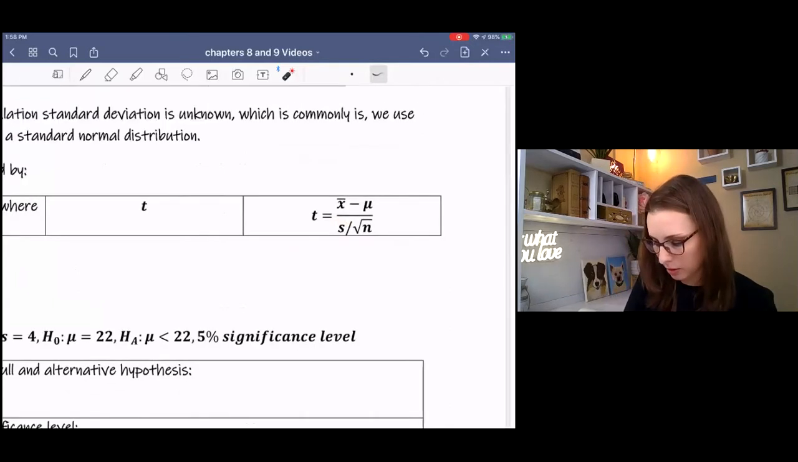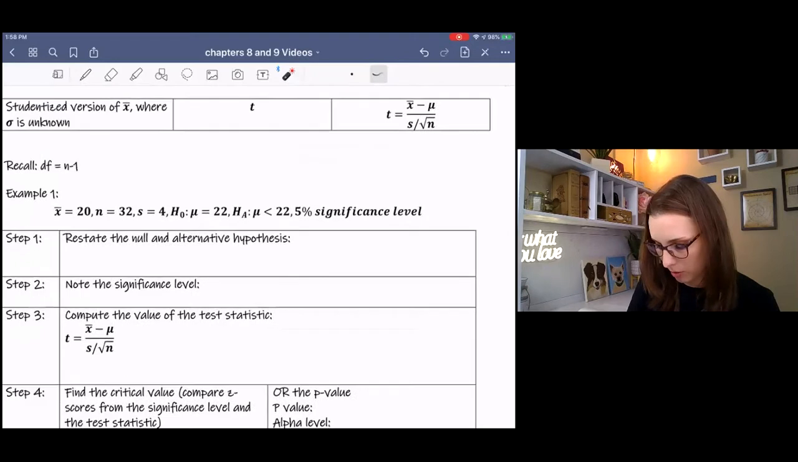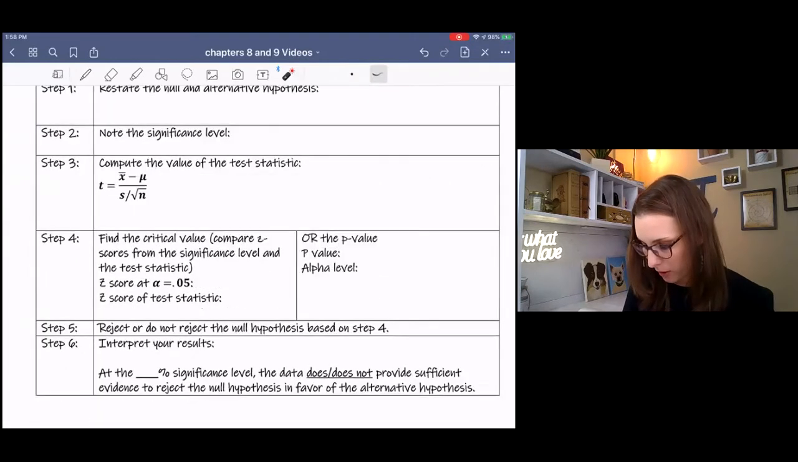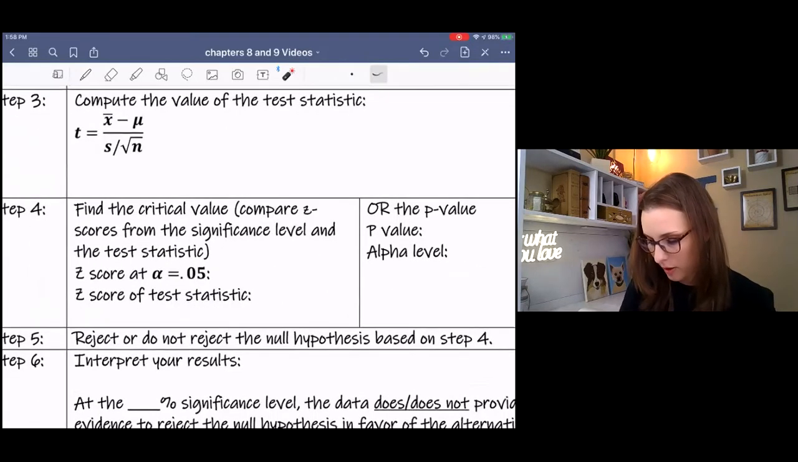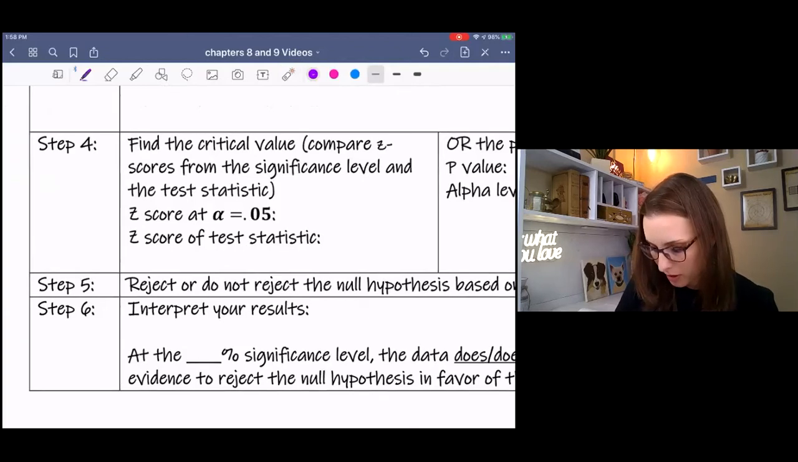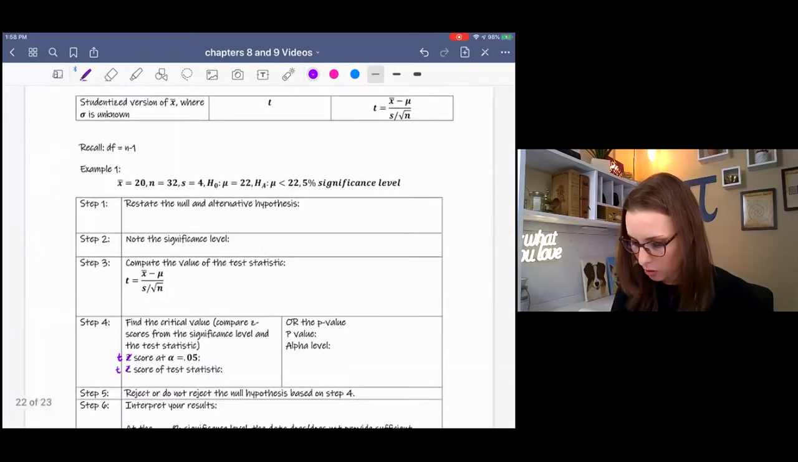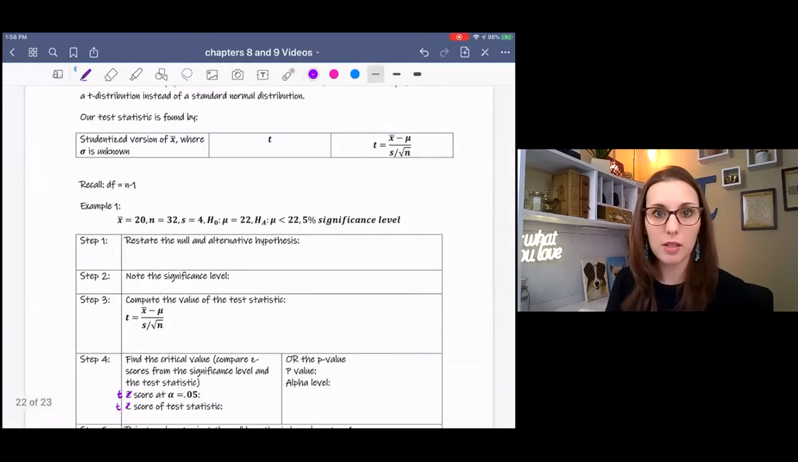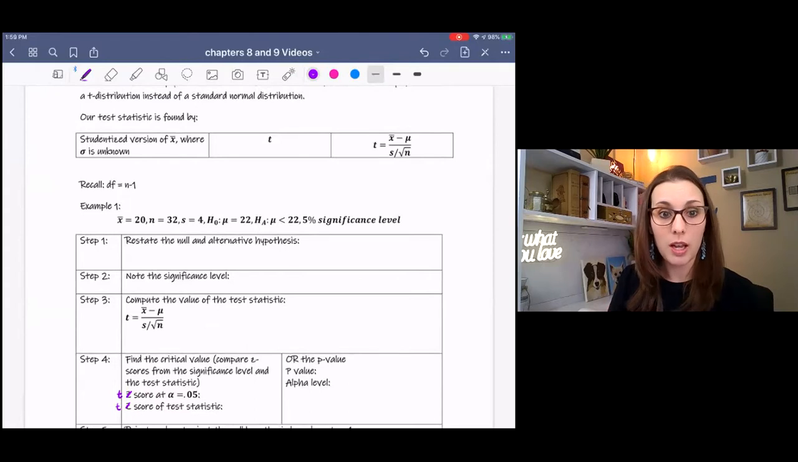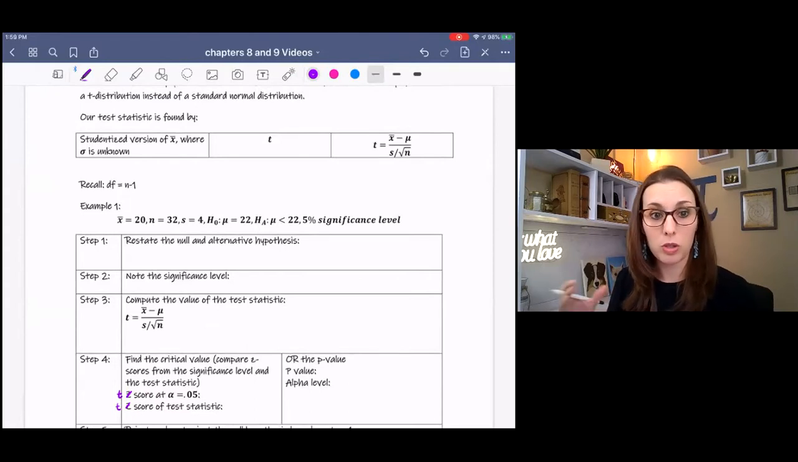And I did make a little typo in the notes down here I want to point out before we get into it. Down here on step 4, this is supposed to say t-score. Oops. So we're going to do the same exact process that we did for when the population standard deviation was known, except instead of z-scores, we use t-scores.